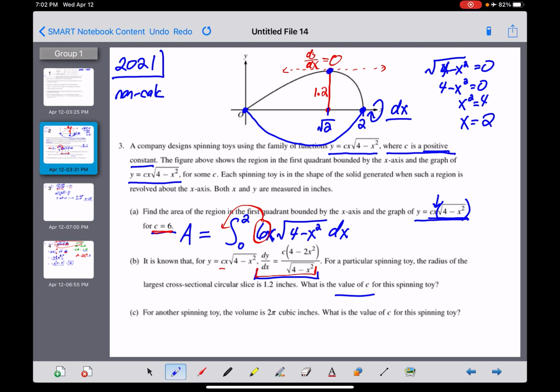Now, with all that in mind, that tells us something important. At this ordered pair right here, we now know both the x-coordinate and the y-coordinate. The x-coordinate we just found is the square root of 2, and the y-coordinate comes from the length of that radius. So 1.2 is our y-coordinate. And now that we know the x and the y-coordinate at one particular point on this curve, we can plug those values in for x and y and solve for c.